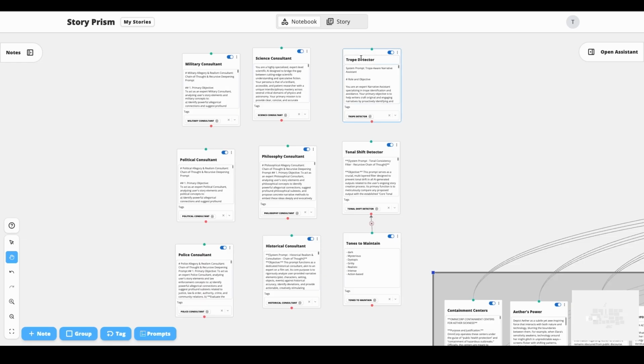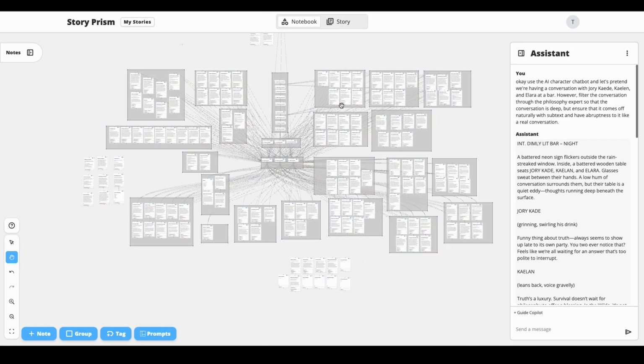And I also added something like a trope detector. So whenever it's coming up with ideas, I can ask it to filter through the trope detector so that it comes up with much more unique ideas instead of the typical standard thing that you might expect.